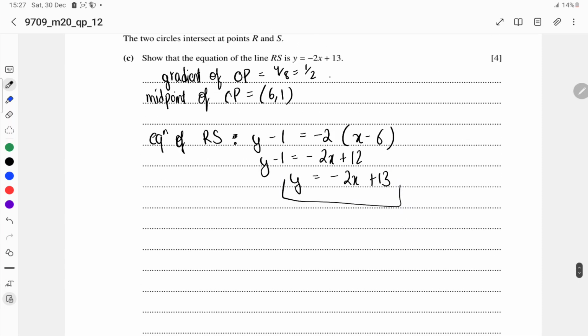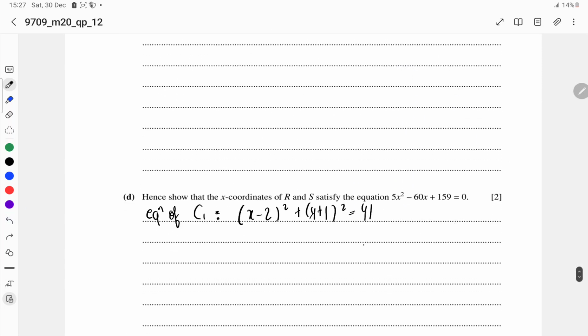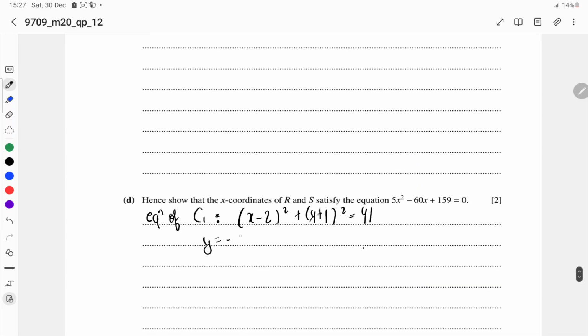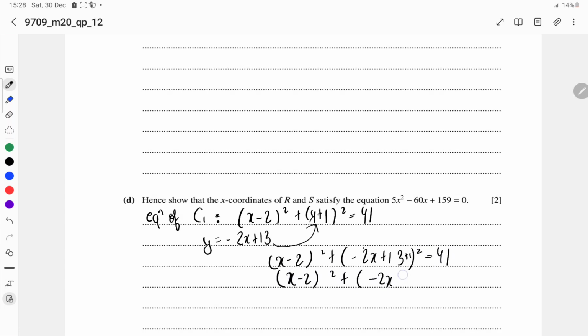So basically y equals minus 2x plus 13. So we can put this value, right? So y equals minus 2x plus 13. We can put this value of y over here: (x minus 2) whole squared plus (minus 2x plus 13 plus 1) squared equals 41. So (x minus 2) whole squared plus (minus 2x plus 14) squared equals 41.